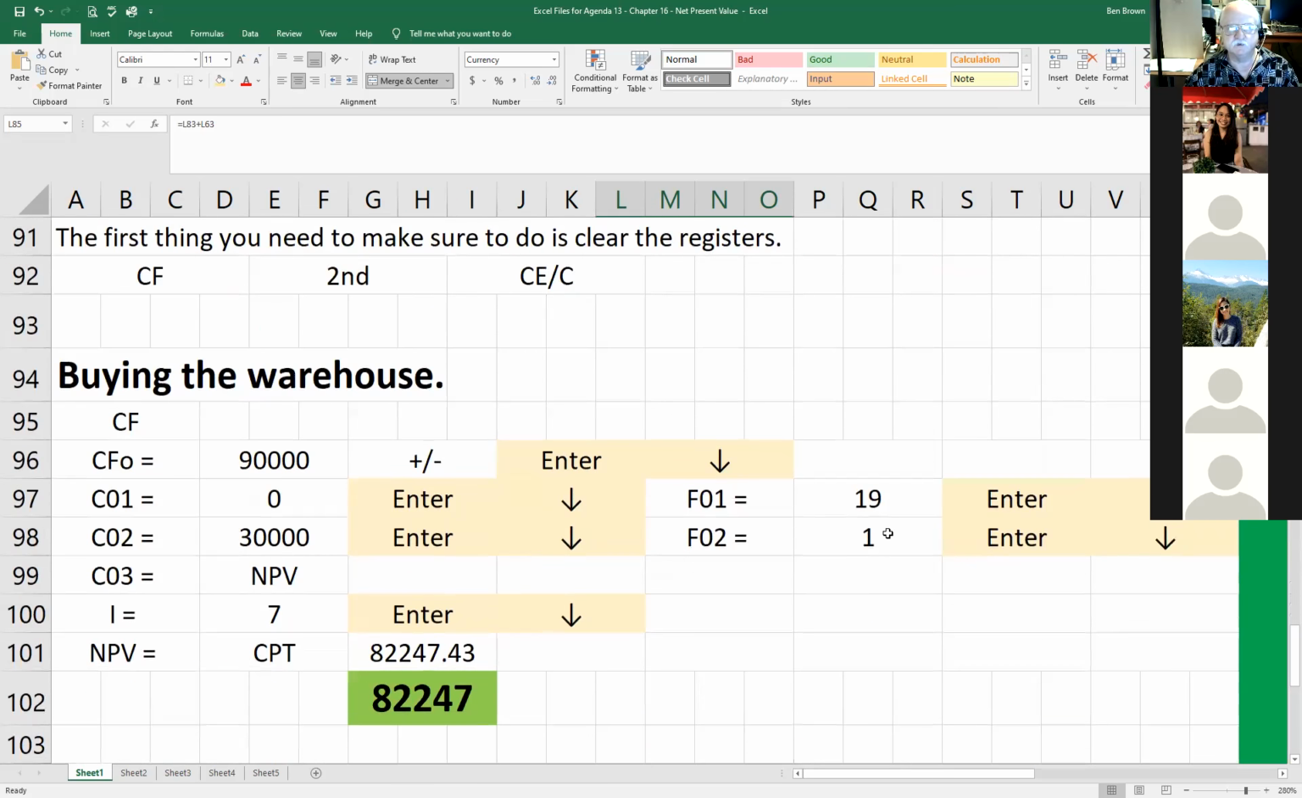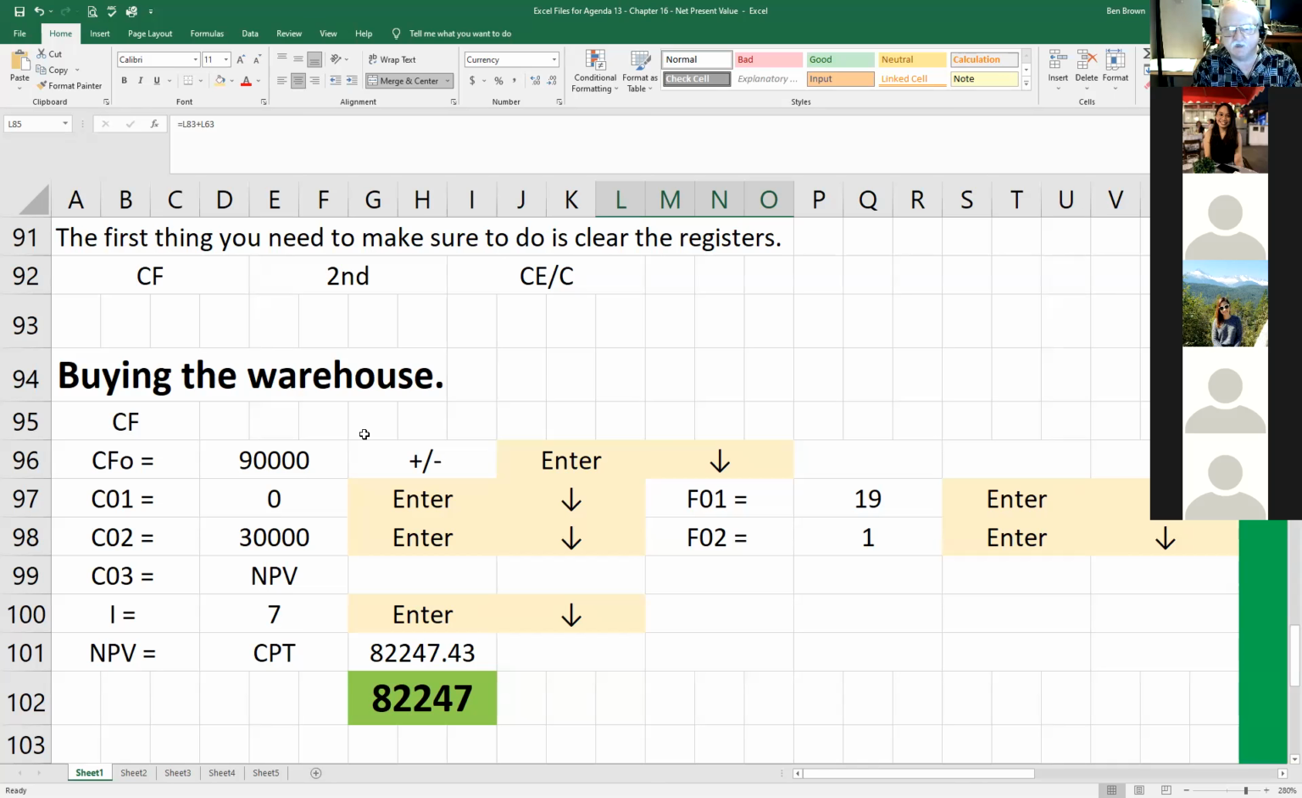Now we can do this on the BA2 Plus. We can take a look at it here, and then we can actually try it on the BA2 Plus. But if you take a look at your calculator, beside the second button, there's a little button that says CF. And that is cash flow. That CF must stand for cash flow.